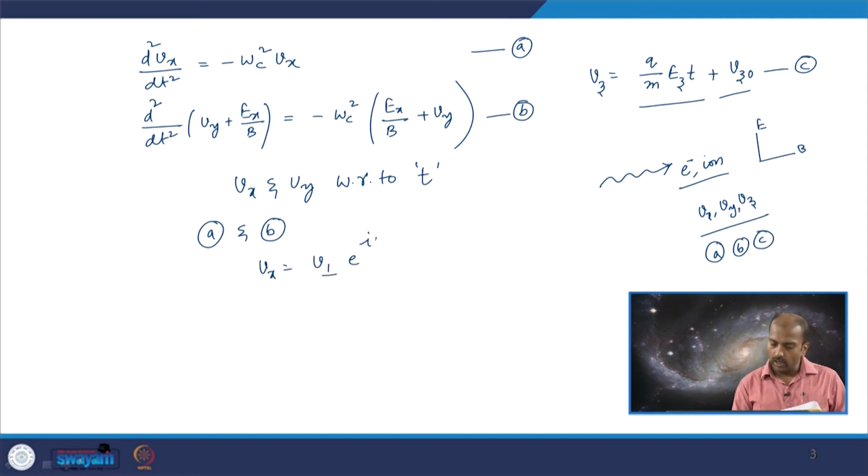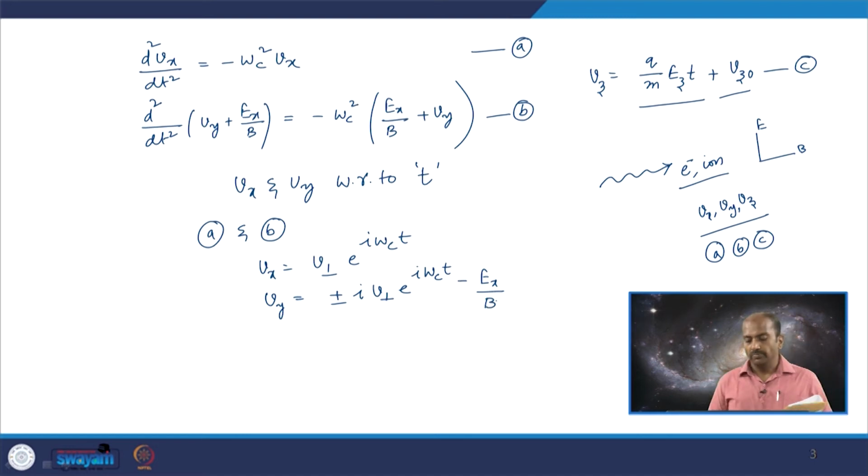Okay. Now, these equations A and B can be solved to get Vx as V perpendicular e to the power of i omega c t and Vy as plus minus i V perpendicular e to the power of i omega c t minus Ex by B. Now, if you see carefully, this term Ex by B has the dimensions of velocity.